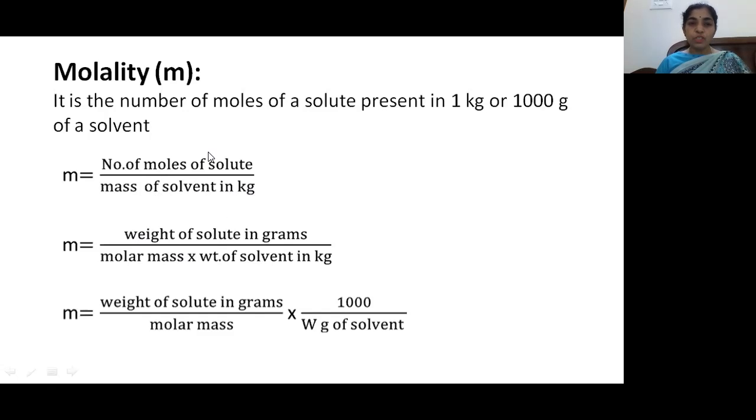So, number of moles of solute is nothing but weight of solute in grams by molar mass. So, in turn, we can write it as m is equal to weight of solute in grams by molar mass into 1000 by W gram of solvent, that is weight of solvent.